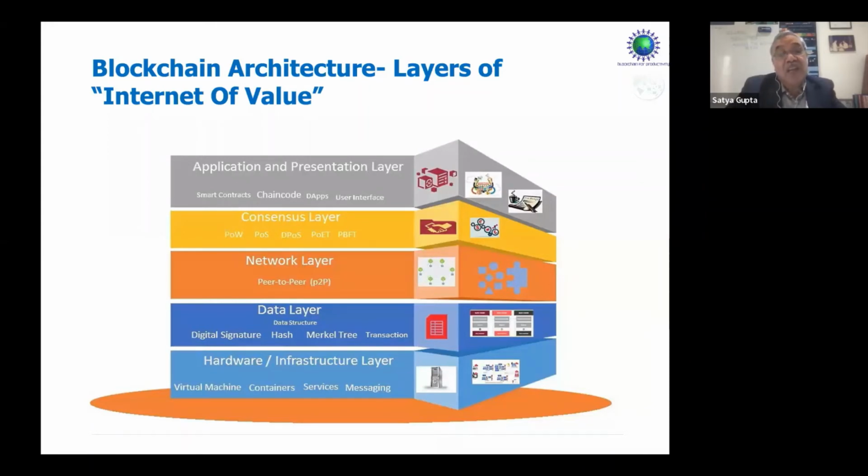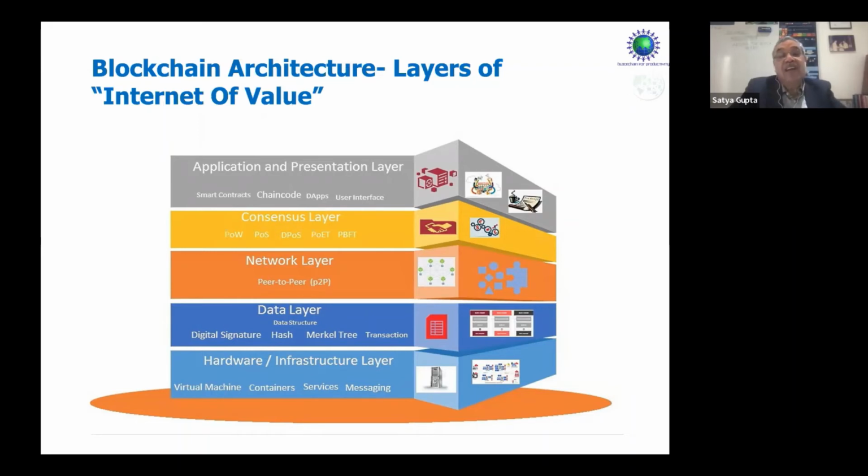At the lowest level, you have the hardware or infrastructure layer, which consists of virtual machines, containers, services, messaging, all that. On top of that, you have a data layer, and that is where the intelligence of blockchain comes in: digital signatures, key concepts, hashing, Merkle tree, transactions, all that. It comes on the layer of your hardware or physical infrastructure in the form of your computer and your broadband connection.